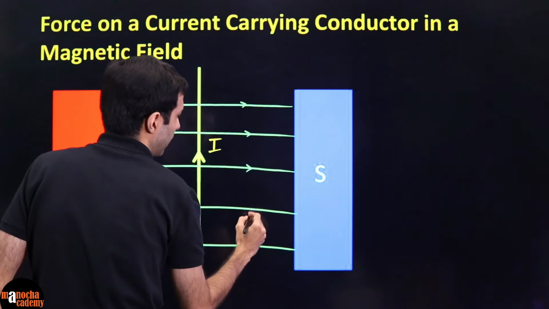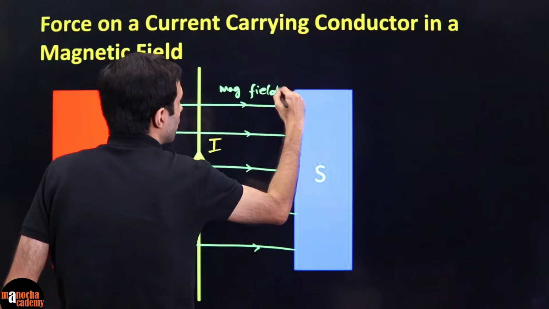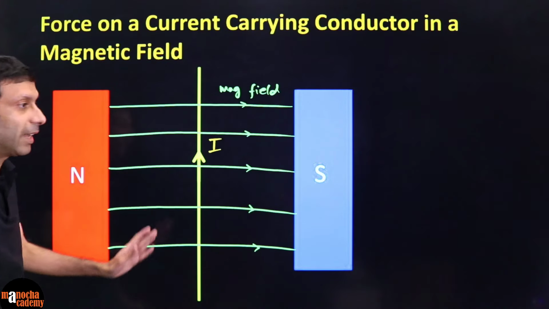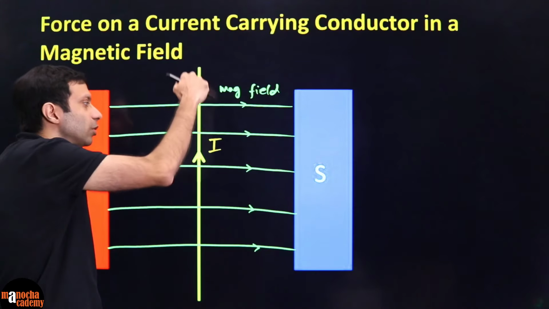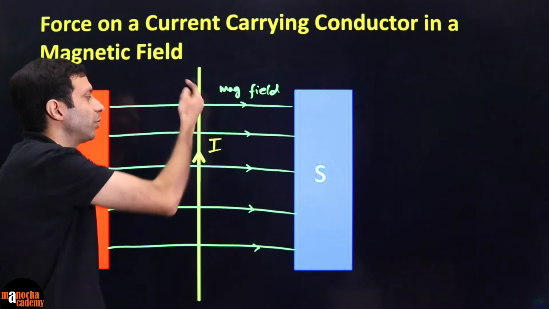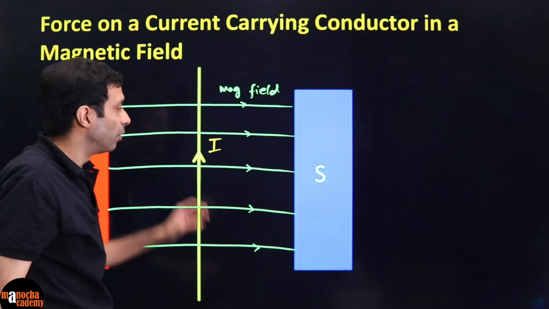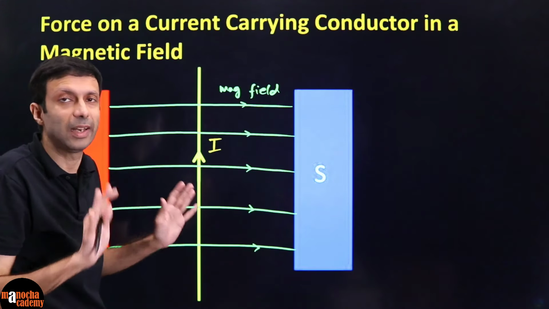So you guys can see the magnetic field is clearly from north to south. The conventional current, and again I repeat, always this is the conventional current. If they give you electrons are flowing downwards, so current is upwards, right? If electrons are flowing this way, current is downward. So make sure when you're using Fleming's left hand rule, the conventional current is always considered, not the electronic current.